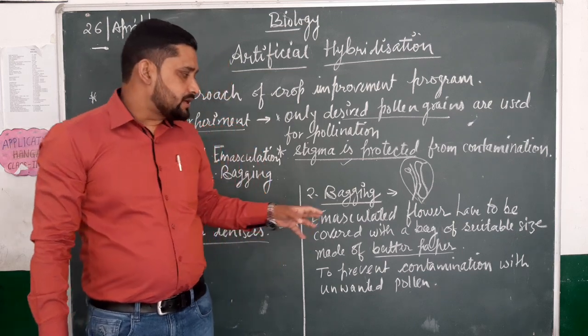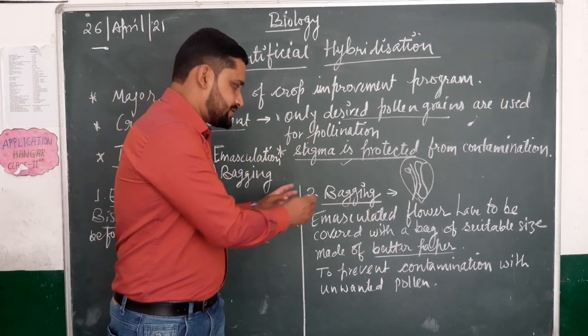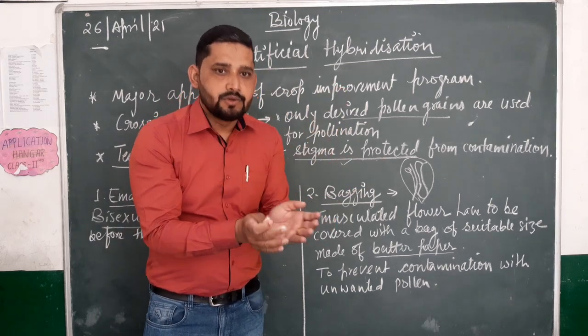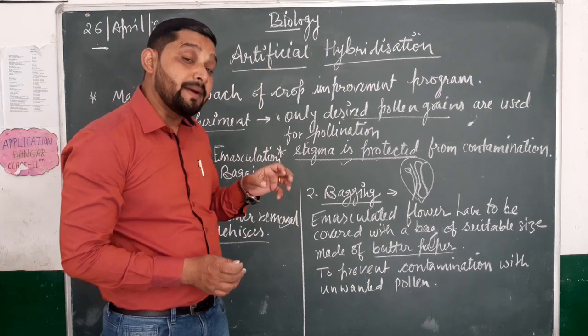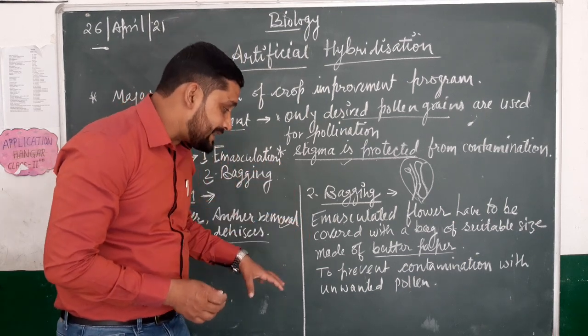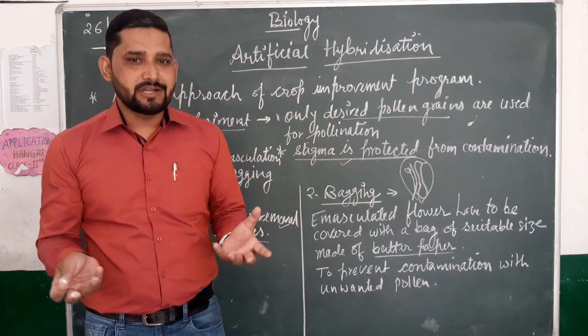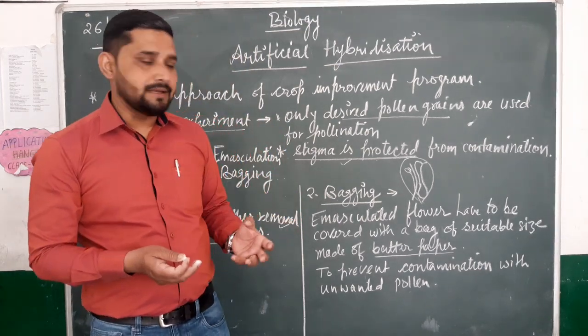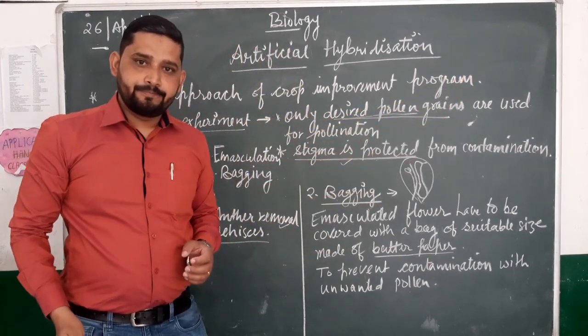होता है, राइट? सो नाउ हमने अब क्या कर लिया, हमने एंथर रिमूव किया. After emasculation we have covered the flower with the bag. इसको हम क्या कहते हैं, बैगिंग कहते हैं ना. What this bagging will do, this bagging will prevent the contamination of stigma with unwanted pollens. जो pollen हमको चाहिए ही नहीं. हम बात किसकी कर रहे हैं, हम बात कर रहे हैं desired pollen grains की, right?